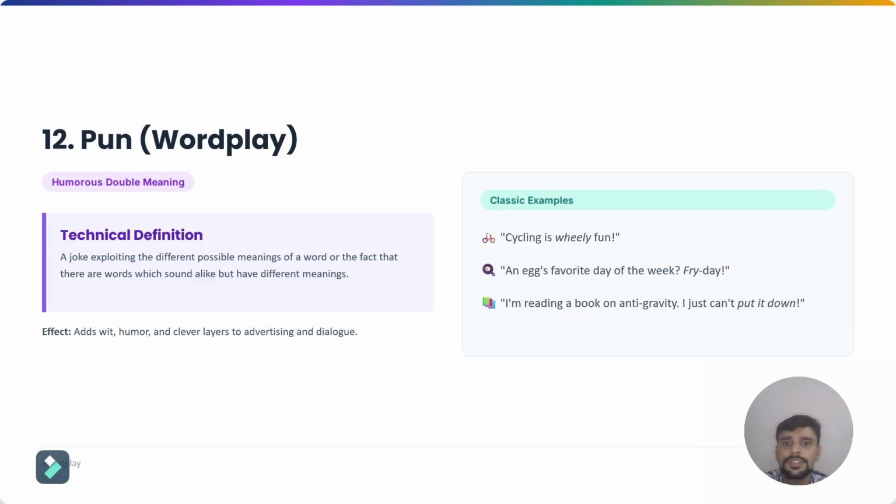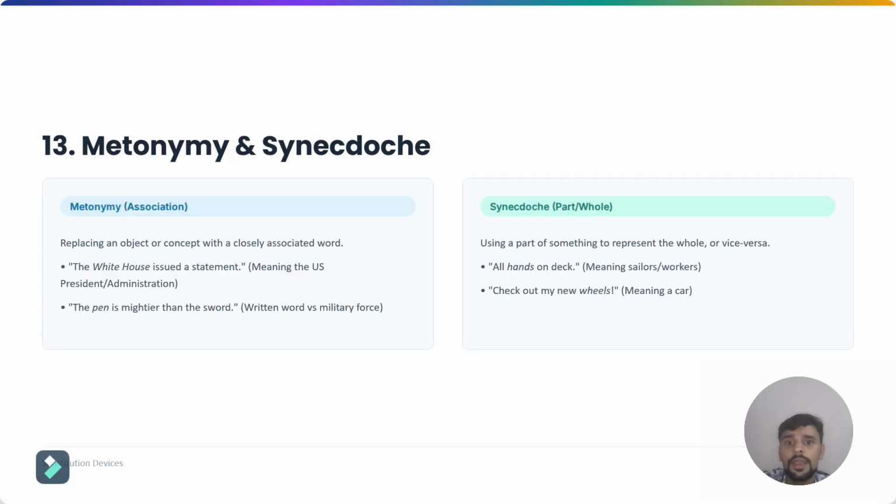Puns are extremely common in advertising, headlines, comedy, social media, brand names, and jokes. They are also useful for understanding how flexible English vocabulary can be. The same word can trigger multiple meanings, and a clever speaker can exploit that ambiguity. Now we are moving into more advanced territory.